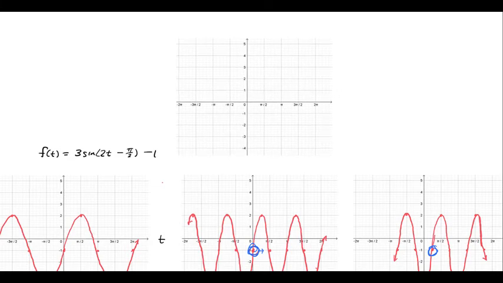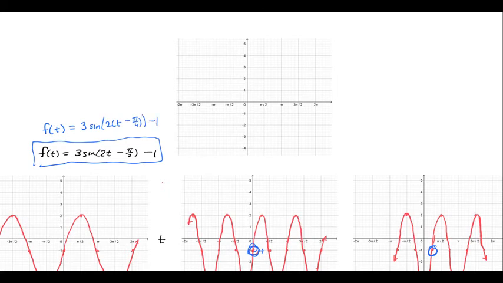So suppose I want to graph this function. I'm going to use everything I know about this form here. First thing I'm going to do is rewrite it in the form I did earlier, which is f of t equals 3 sine of 2 t minus pi over 4 minus 1. That factorization step is important. It allows me to see clearly what the phase shift is.